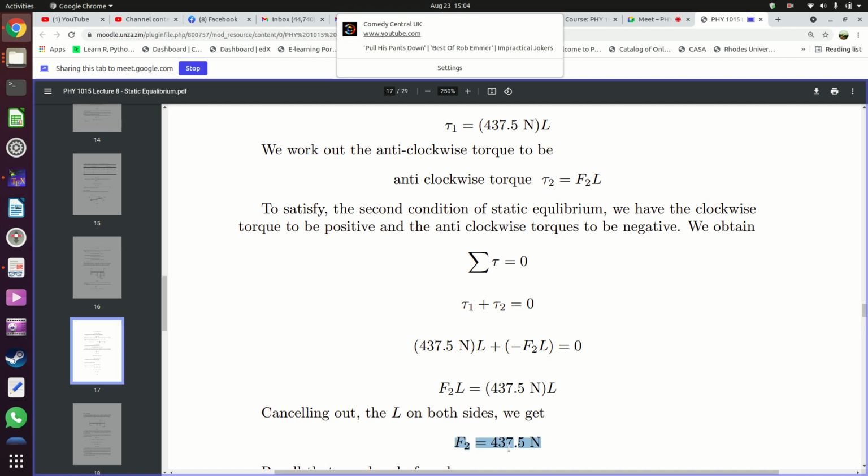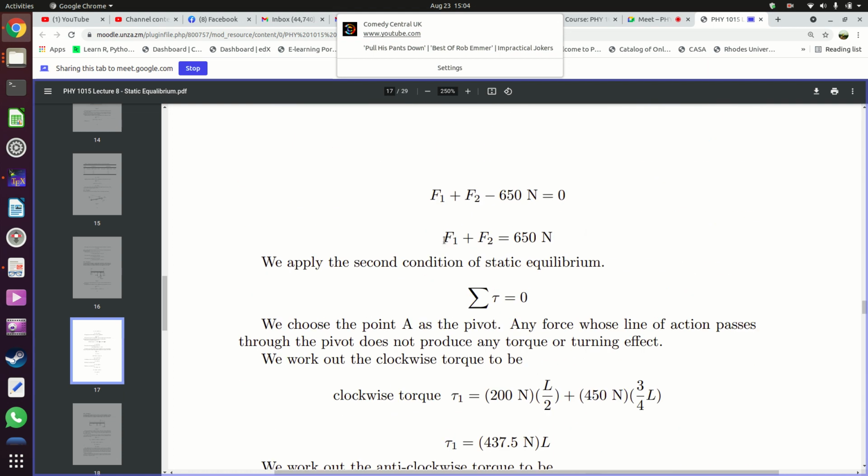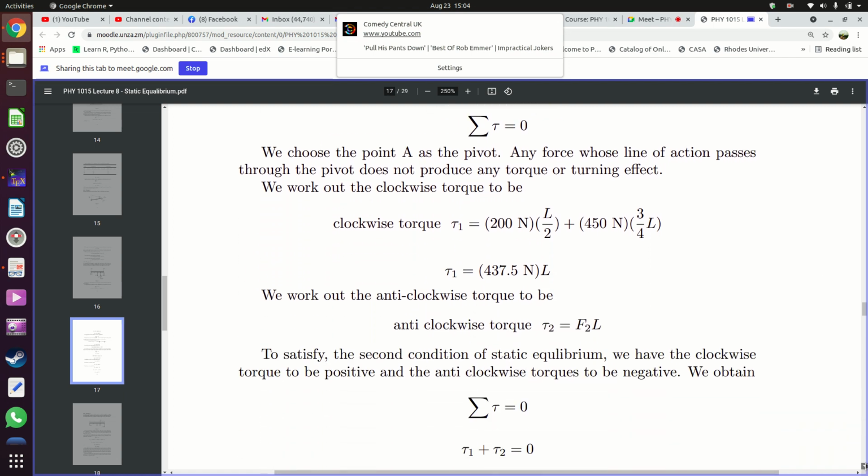So if F2 is equal to 437.5 newtons, then you can go back, because remember what we had. We had F1 plus F2 equals 650. So if F2 is equal to 437.5 newtons, then you put your F2 there, then that will allow you to find out how much F1 is.